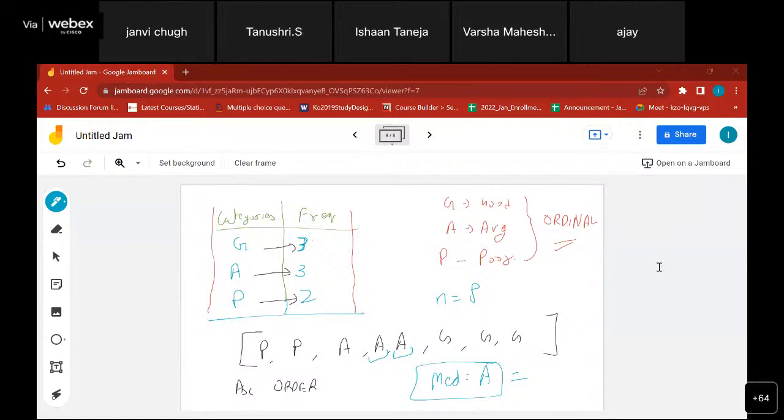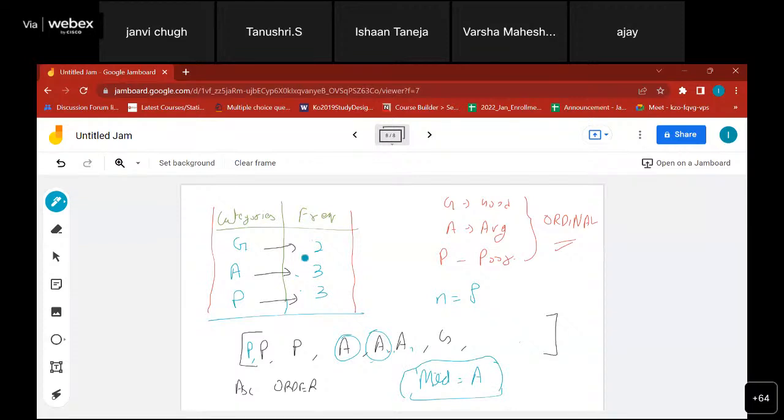What if the frequency of poor is more than the frequency of good? It doesn't matter, I can interchange the two. Let's say 2, 3, 3. In that case, I would have P 3 times and G 2 times. The number of observations is again 8, so the median would be the 4th and 5th observation. So my median will not change.